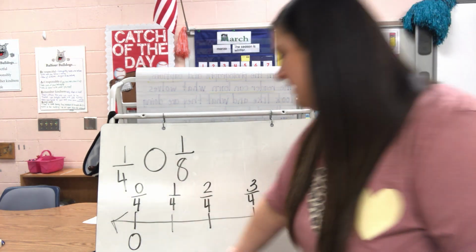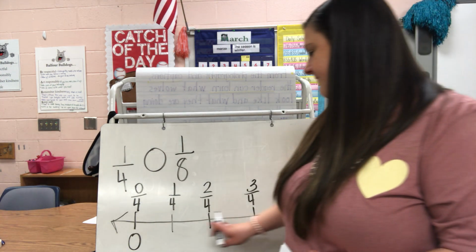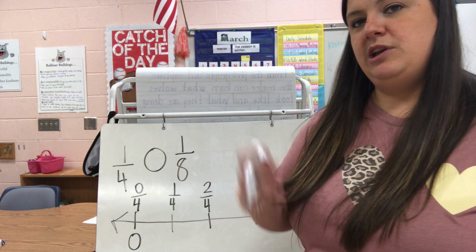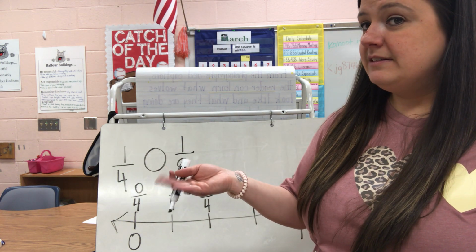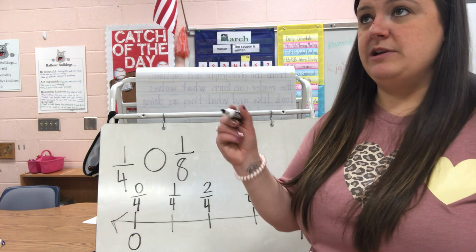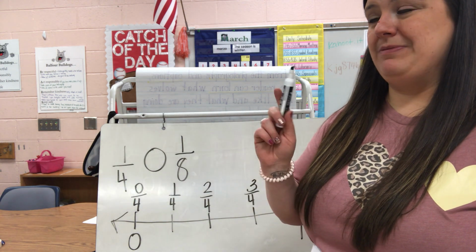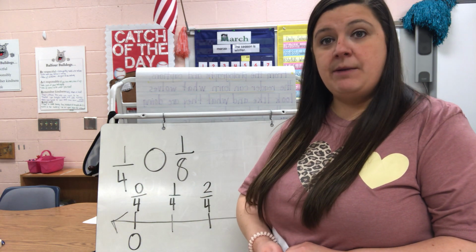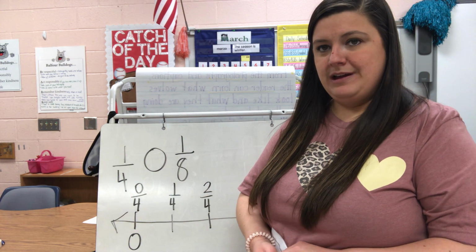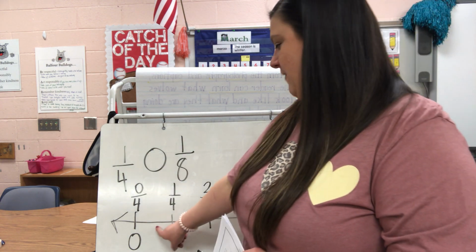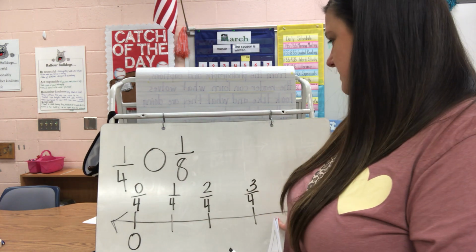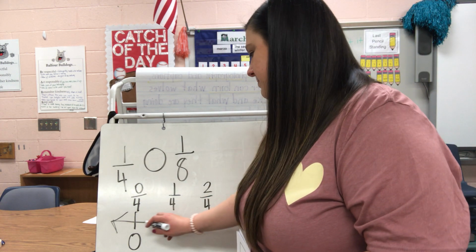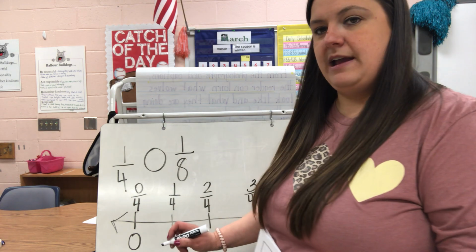So I'm going to label my eighths in the bottom. But we already have fourths. So what do we know about 4 and 8? Can we use 4 to make 8? If we were going to multiply, what would we multiply the 4 by to make 8? 4 is a double to 8, so we would multiply it by 2. That means we can take each fourth and make it into 2 parts, and then we would have eighths. So we can separate each of our fourths in half to make our eighths.